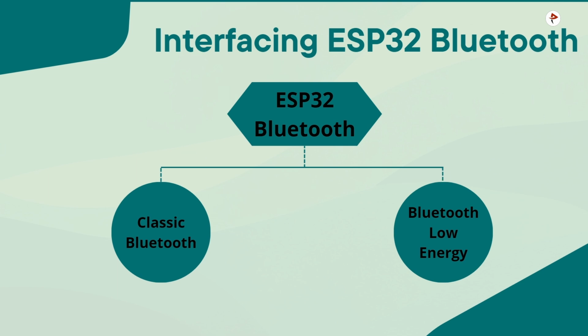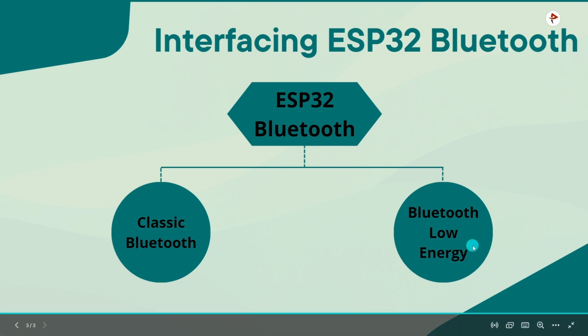So Bluetooth is a great wireless communication technology that has been popular for quite a few years. Operating in the unlicensed 2.4 GHz ISM, which is industrial, scientific and medical frequency band, Bluetooth is a short-range wireless communication technology with range of 200 meters. So ESP32 supports both classic Bluetooth and Bluetooth low energy, which can be configured with Bluedroid Bluetooth stack.